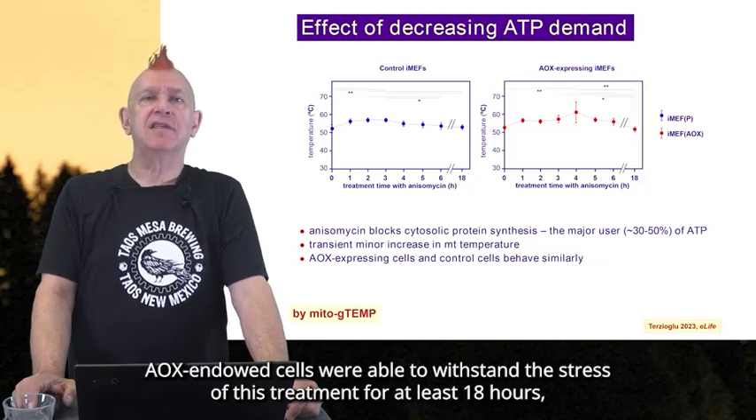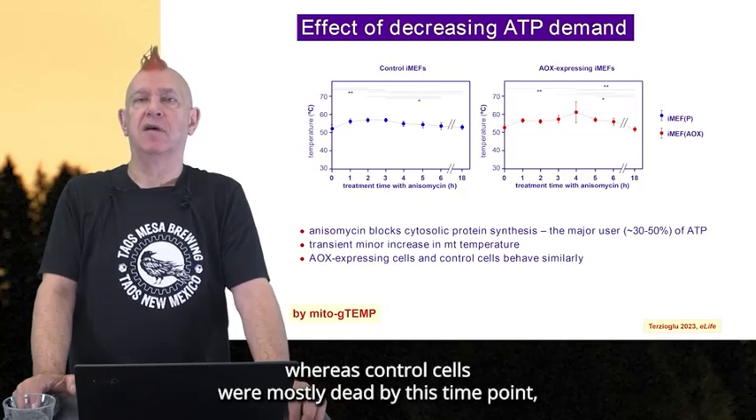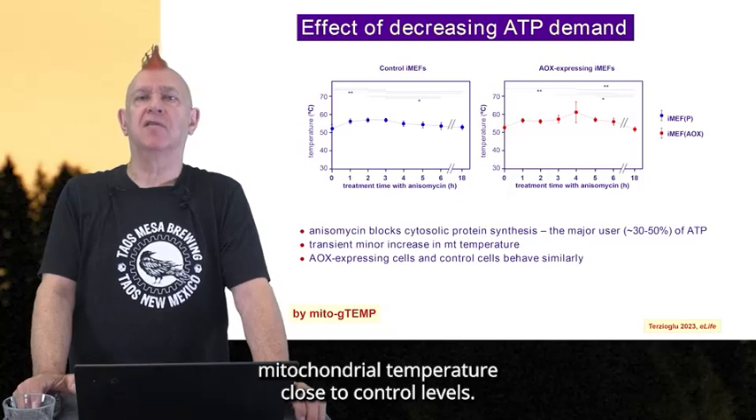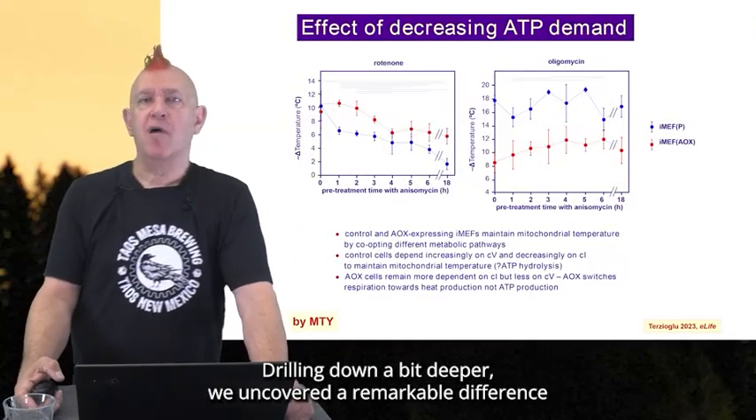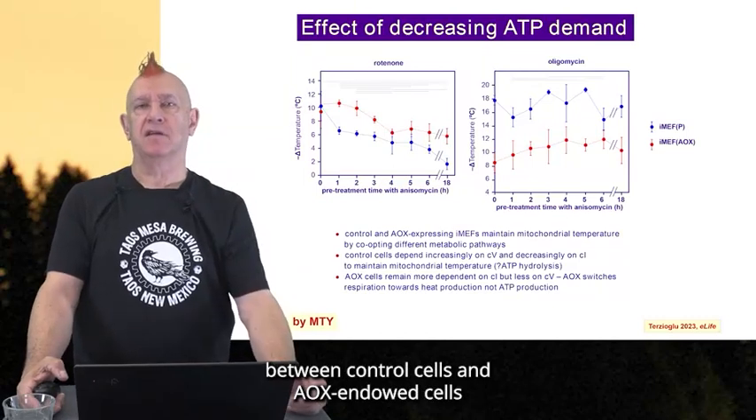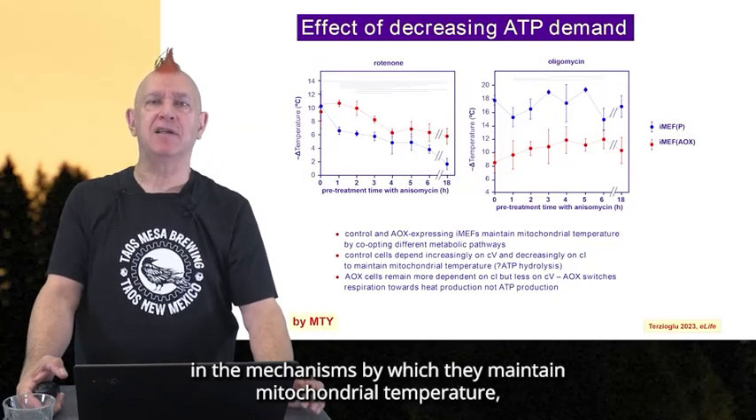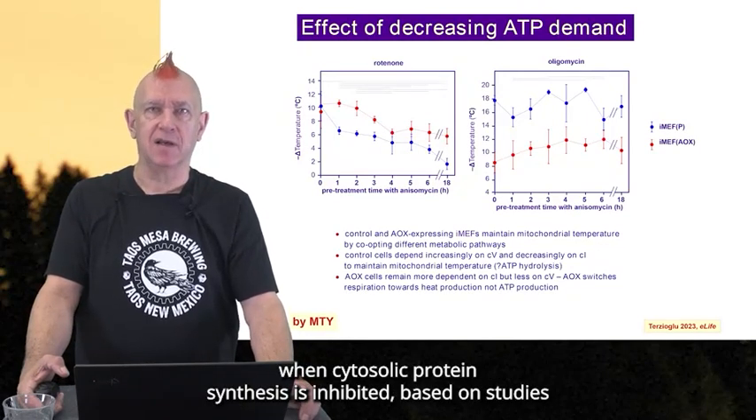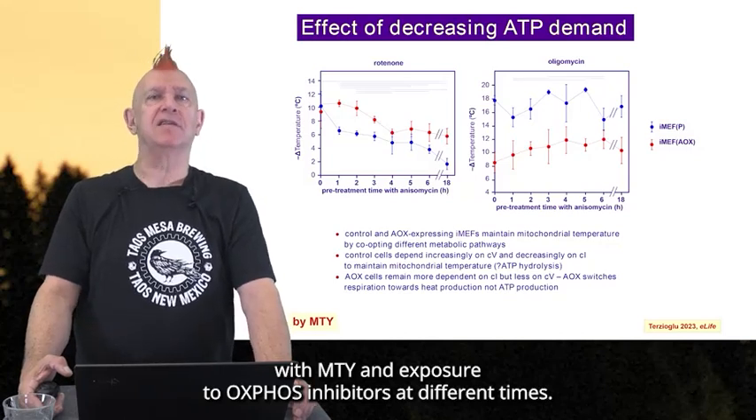AOX-endowed cells were able to withstand the stress of this treatment for at least 18 hours, whereas control cells were mostly dead by this time point, although surviving cells maintained mitochondrial temperature close to control levels. Drilling down a bit deeper, we uncovered a remarkable difference between control cells and AOX-endowed cells in the mechanisms by which they maintain mitochondrial temperature when cytosolic protein synthesis is inhibited, based on studies with MTY and exposure to OXPHOS inhibitors at different times.